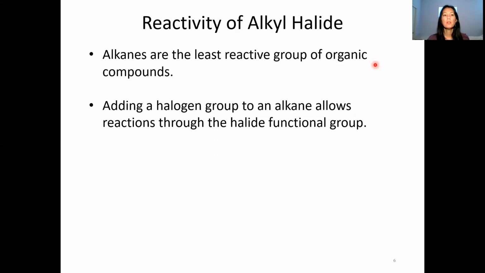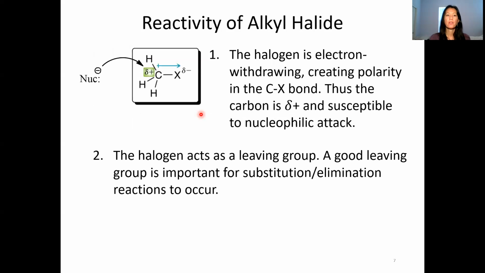Just in general, I think you guys have a feel for this already. Alkanes are the least reactive of organic compounds. There's no handle there. It's just hydrocarbons, no dipole. Adding a halogen definitely creates a more reactive carbon center. And the reason is, again, you create this dipole, you get this electropositive carbon, which can act as an electrophile. A nucleophile can come in and attack here. So that's one of the ways.